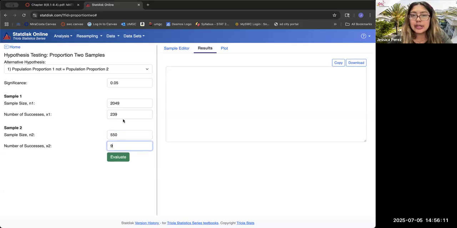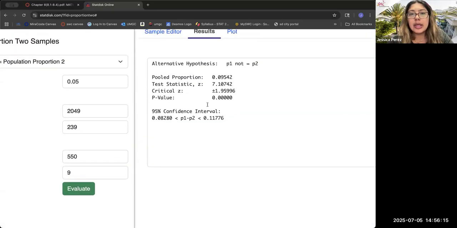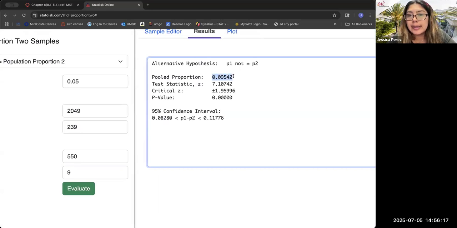Once we've input this information, we're going to select Evaluate. So there's everything that we need. There's our pooled proportion, again, that's p bar. Let's write that down.